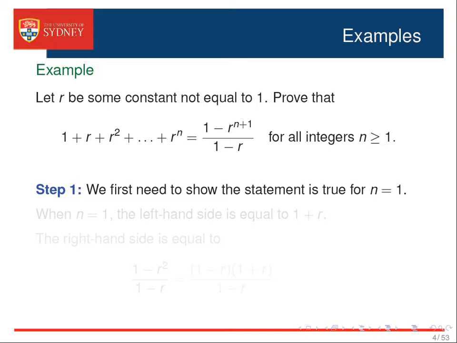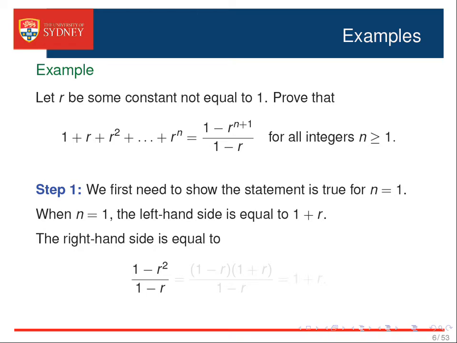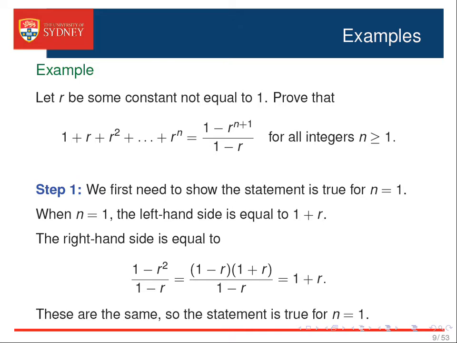Remember, the first step in mathematical induction is proving the base case, that is, showing that the statement is true for n equals 1. When n equals 1, we're adding up r to the 0 and r to the 1, which is 1 plus r. The right-hand side when n is 1 is 1 minus r squared divided by 1 minus r. Since 1 minus r squared is a difference of two squares, it factorizes as 1 minus r times 1 plus r, so this cancels to 1 plus r. And so the claim is true for n is 1.